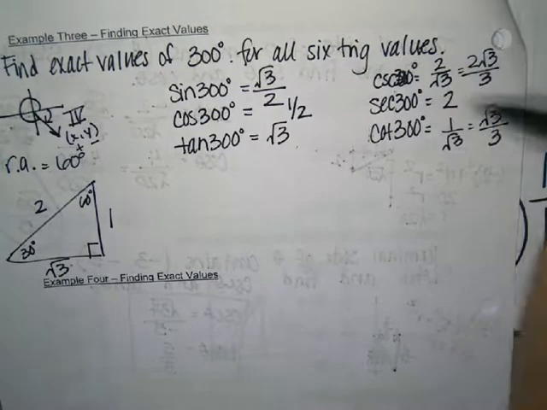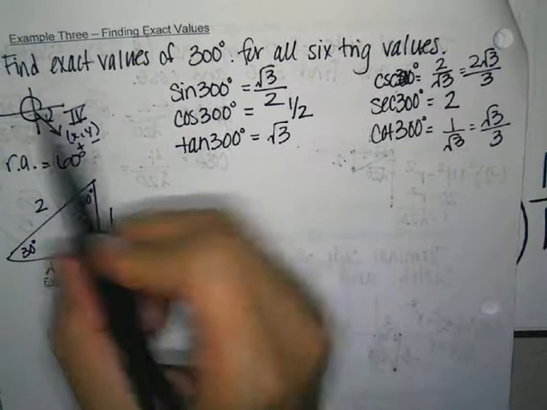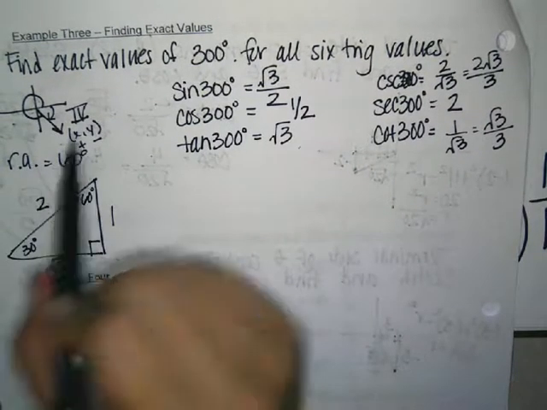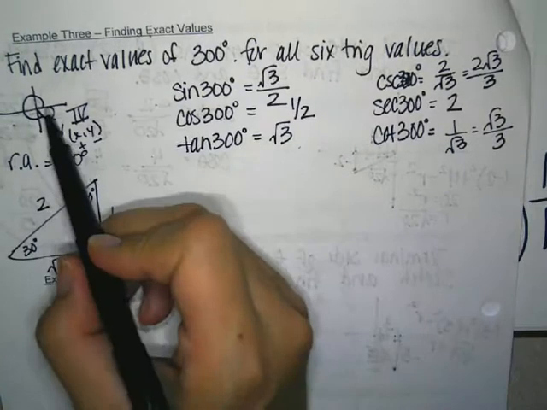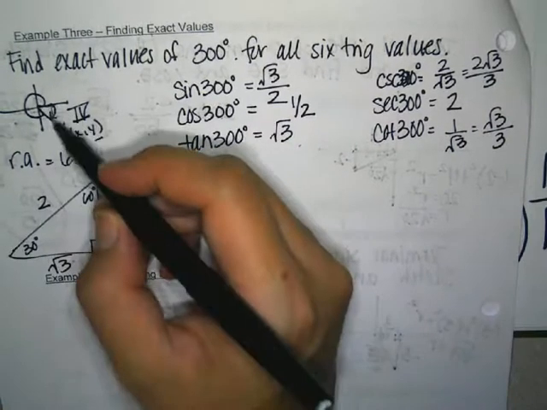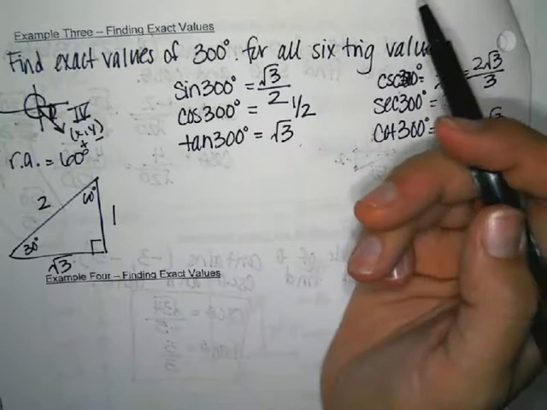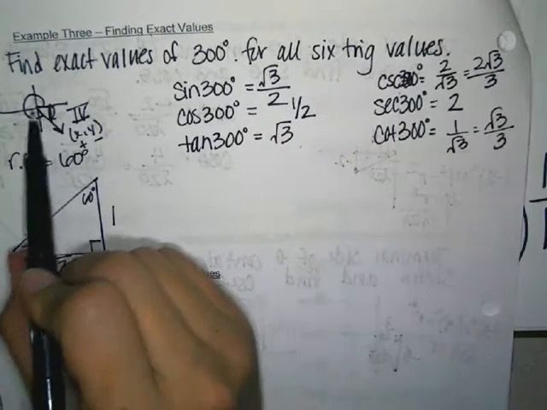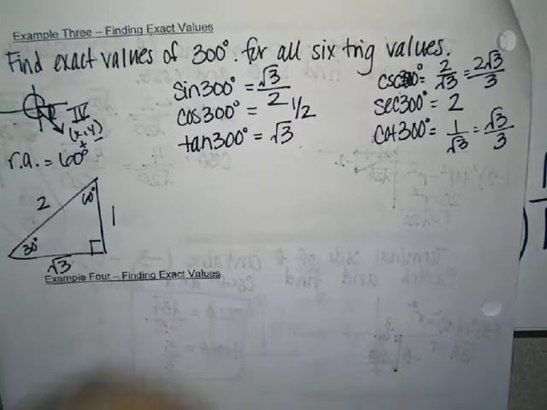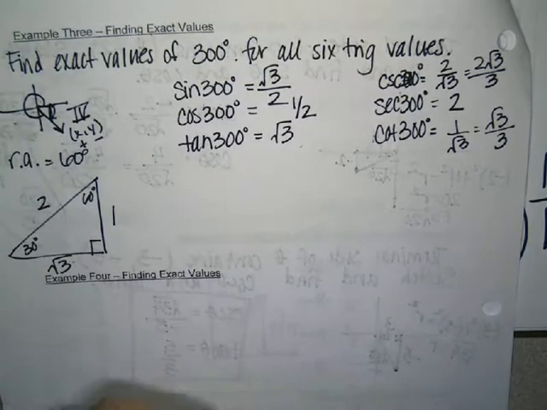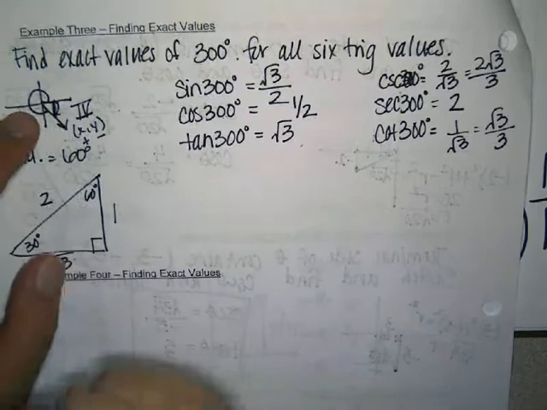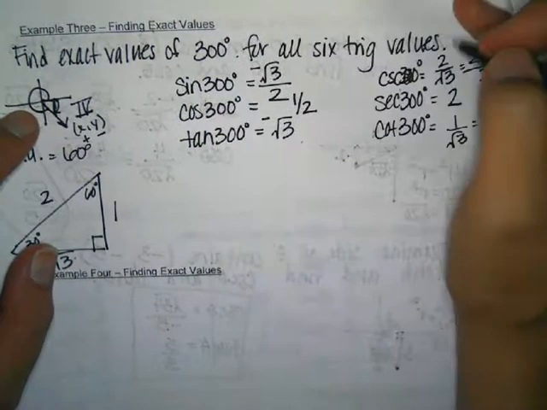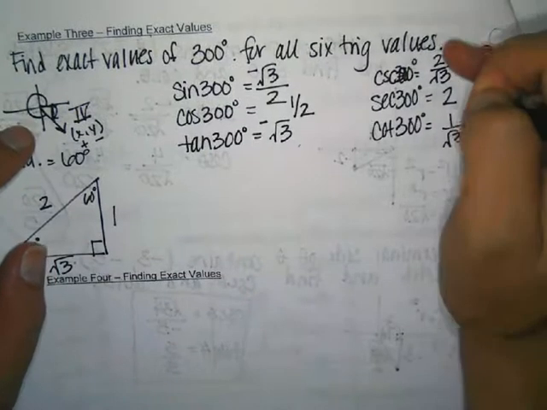But because my angle that I'm looking at, 300, is in the 4th quadrant, that means that anything that has an x, or in this case, what we would call the opposite side, is going to be negative. So that happens with sine, tangent, cosecant, and cotangent.